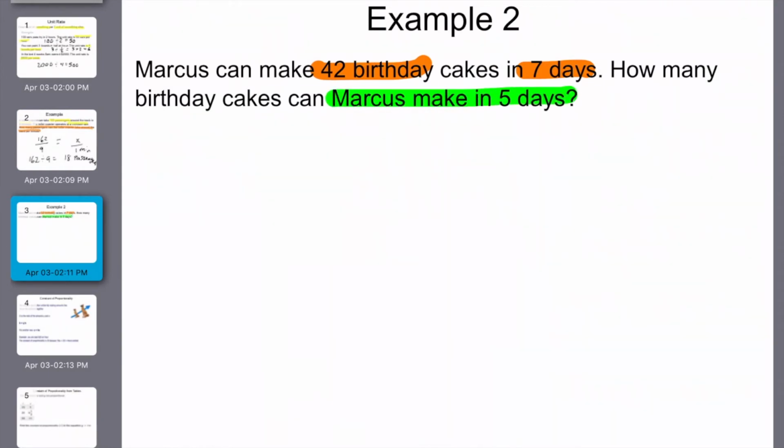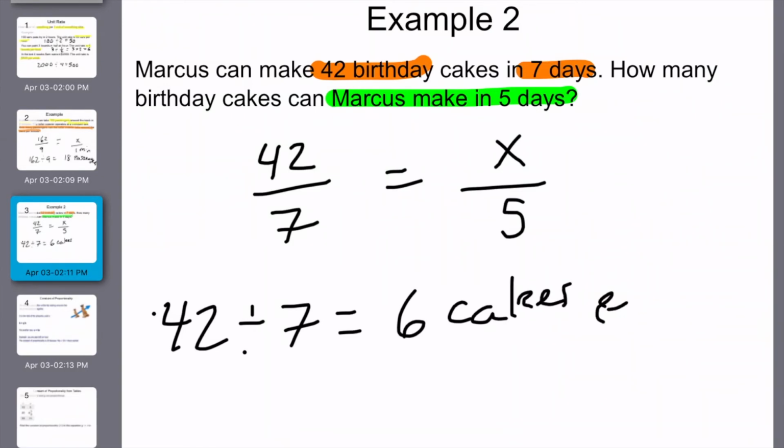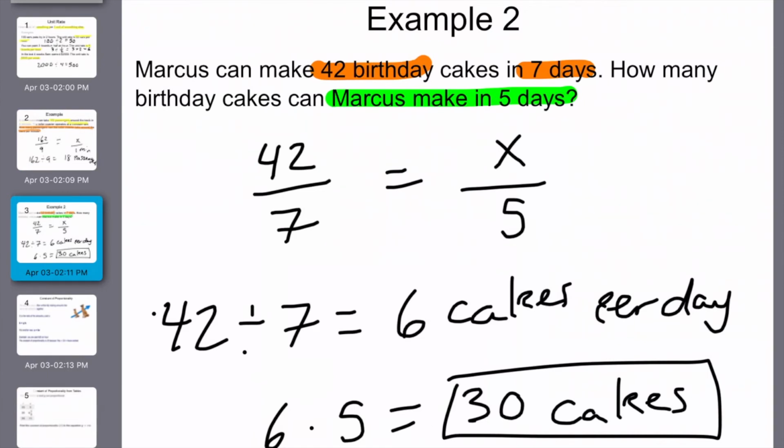So this is a little different. So 42 over 7 equals what amount over 5? Well, if I do 42 divided by 7, that tells me how many cakes Marcus makes in one day. 42 divided by 7 is 6 cakes per day. If this is 5 days, so 6 cakes times 5 days, that would give me 30 cakes. And that's it for unit rate.